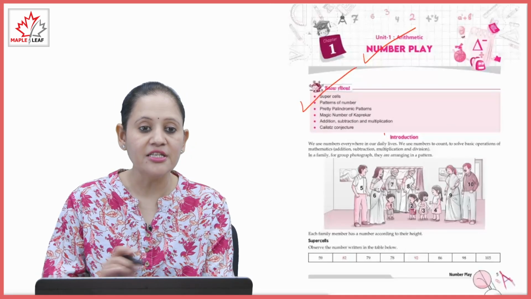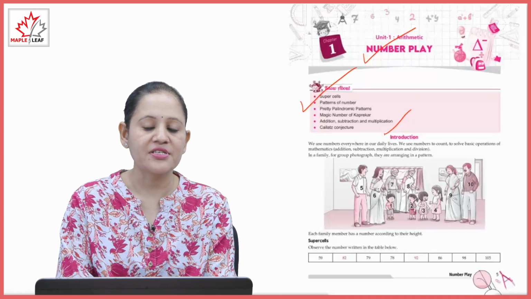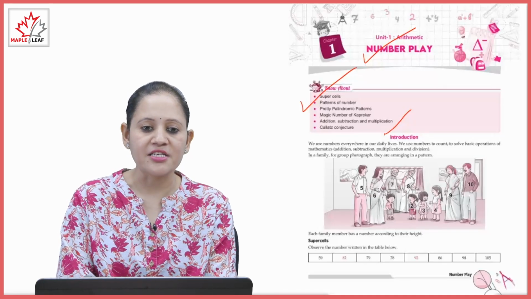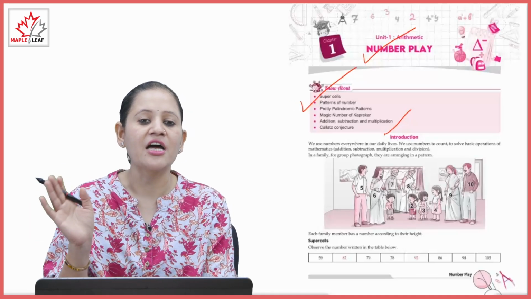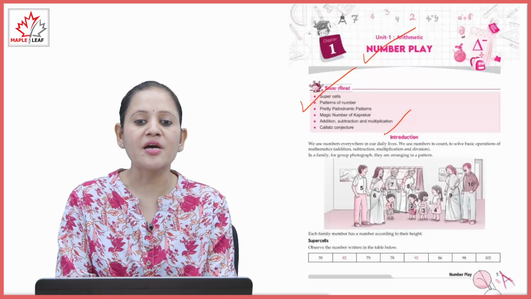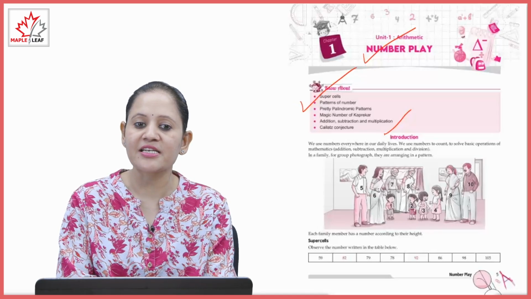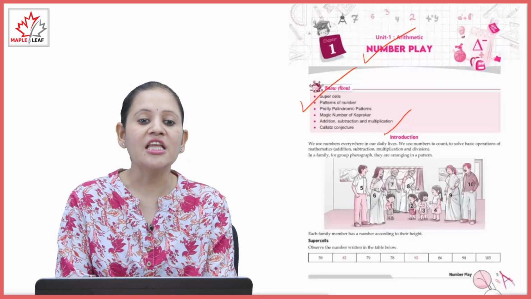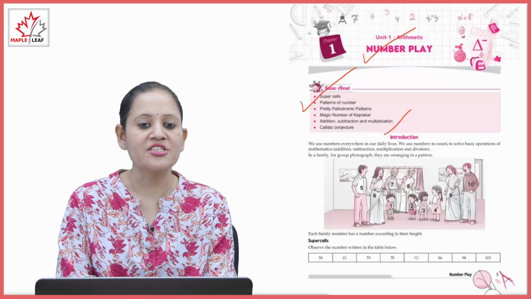Start with the introduction. We use numbers everywhere in our daily lives. हमारी डेली लाइफ में हम हर जगह, चाहे मार्केट जा रहे हैं या घर में, everywhere we are using numbers. We use numbers to count, to solve basic operations of mathematics like addition, subtraction, multiplication and division. In the family, for a group photograph, they are arranging in a pattern. So each family member has a number according to their height.